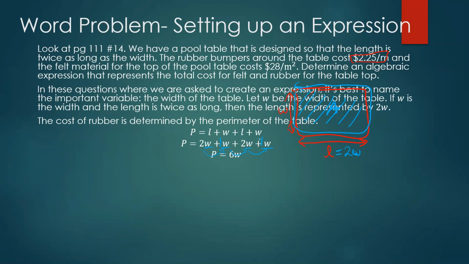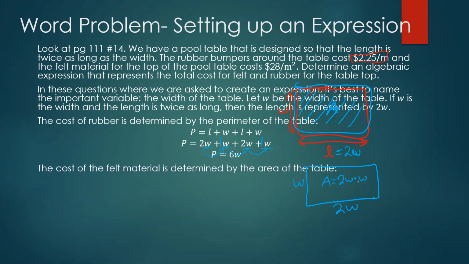What about the area? Well, for the area, I'm going to redraw this underneath so you can see it. We already said that the width was w and the length was 2w. So if I want to find the area, all I need to do is take 2w and multiply by w. And what does that reduce to? What does that expression become?